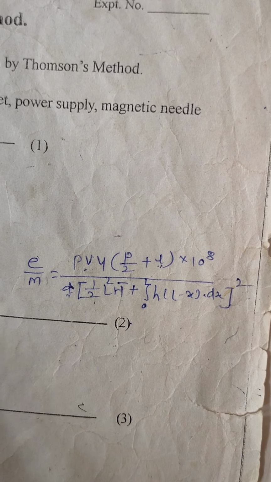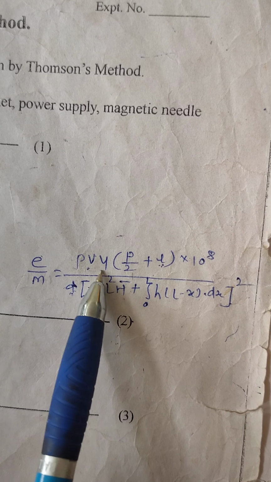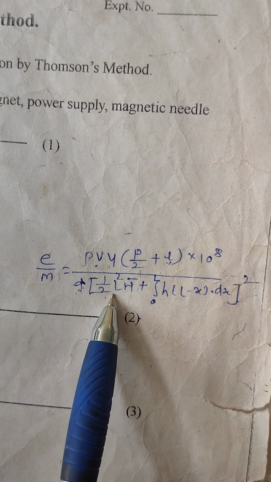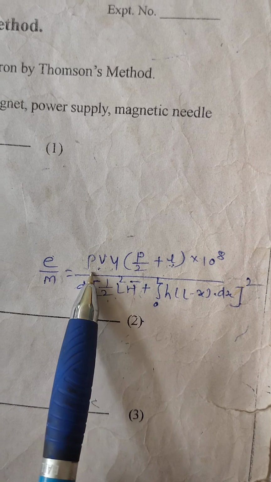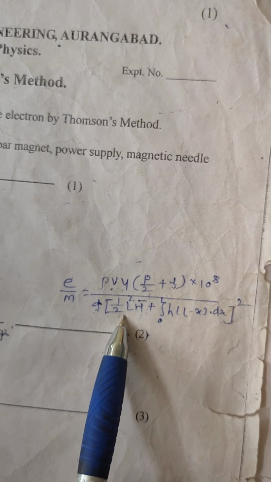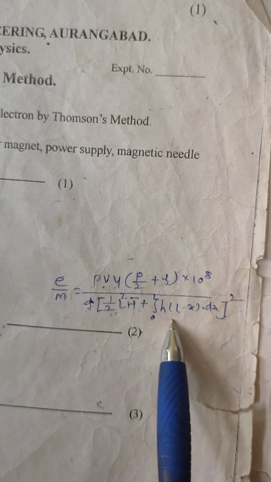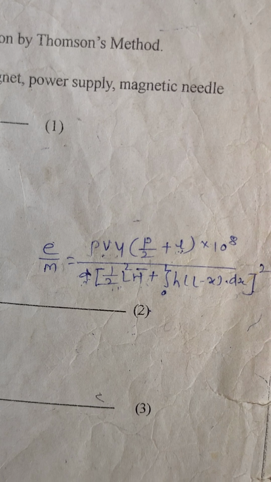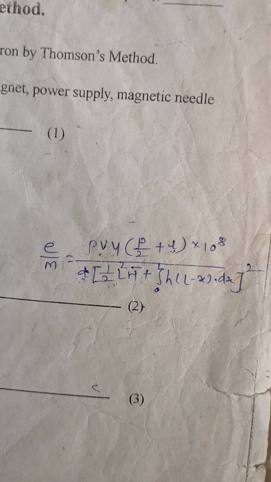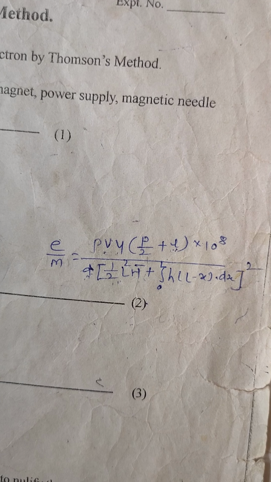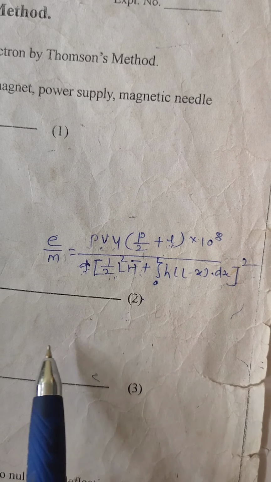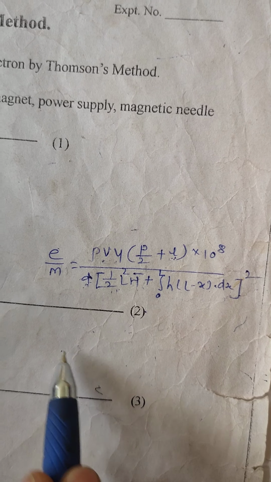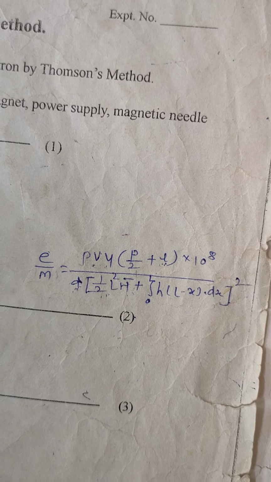Okay, now in this calculation, this P, V, Y, small l, d, L square, H average, these values you will get either from observations or from observation table. This integration value you get from second graph you draw, and hold it stable. Putting in all the values, you have to calculate the specific charge of electron, and that is something you will mention with unit in your calculation part.